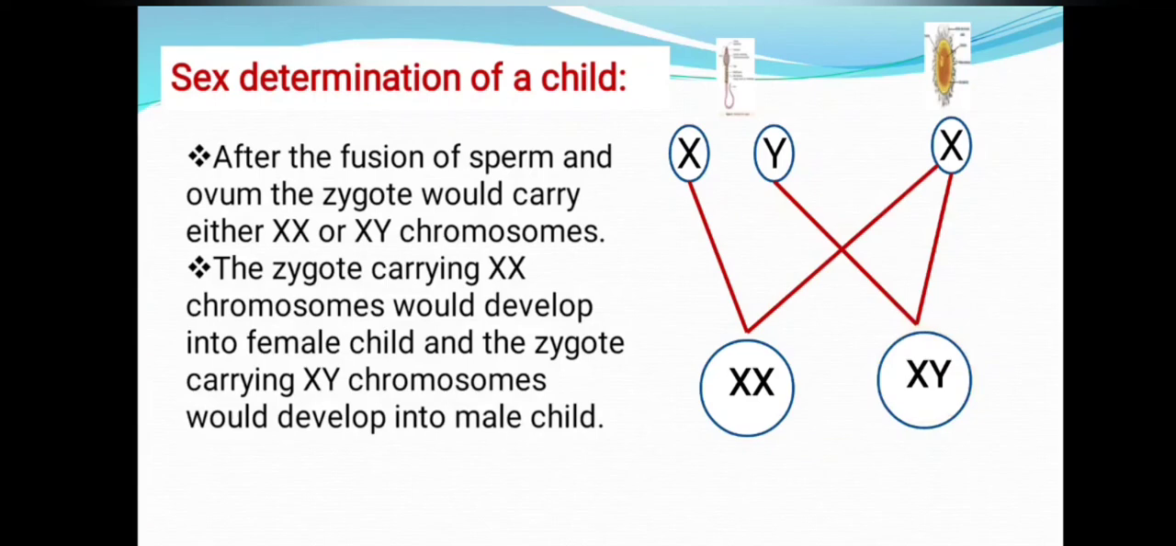This is how sex determination can be studied in humans. So now you can say an XX zygote develops into a female child, and an XY zygote develops into a male child.